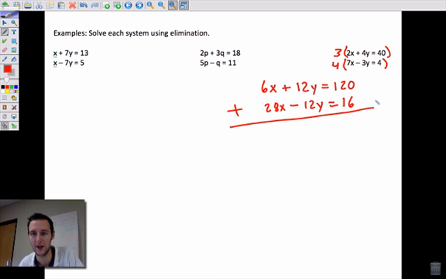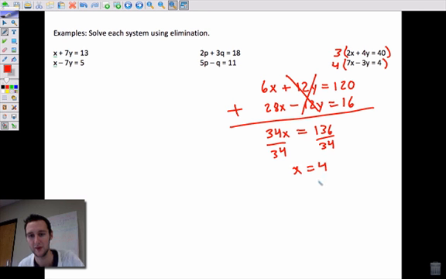All right. So that leaves us with 6x plus 28x, which is 34x. Positive 12y and negative 12y cancel each other out. Those just drop out. And that's our goal, to eliminate one variable. 120 plus 16 equals 136. Okay, so we've got 34x equals 136. We've accomplished our goal of eliminating that y variable. And now we just need to figure out what x equals. So x equals 4. Okay, so we know what the x is.